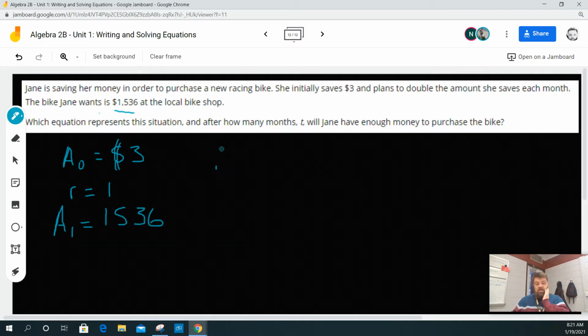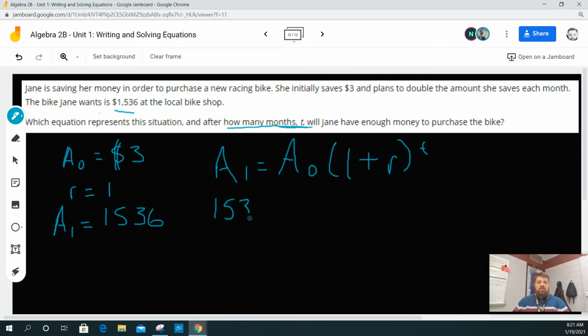So again, the formula is A1 is equal to A naught times 1 plus the rate to the power of time. Oh, and then the question is, if we let t equal months, they want to know how long it will be until she has enough money to purchase the bike. So we're going to plug the stuff in.